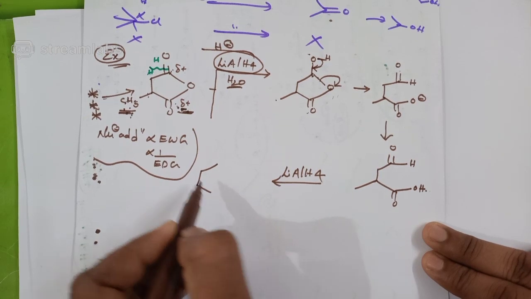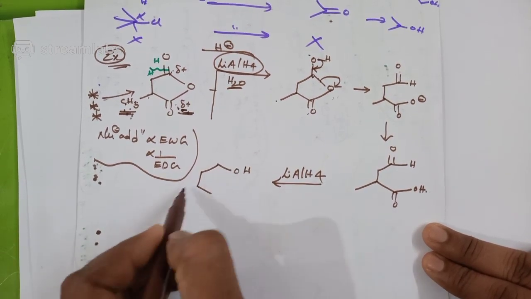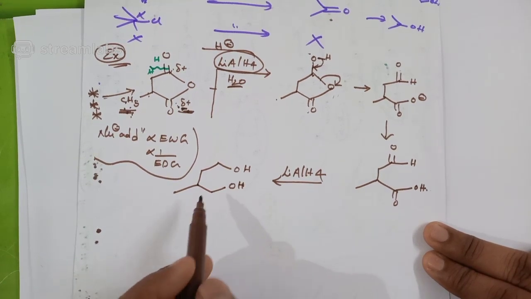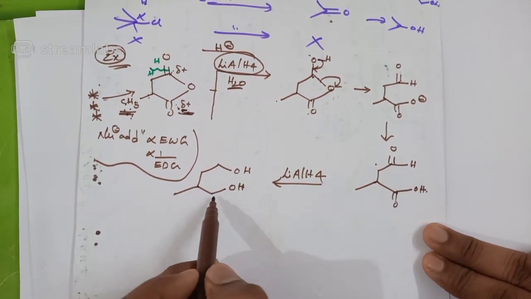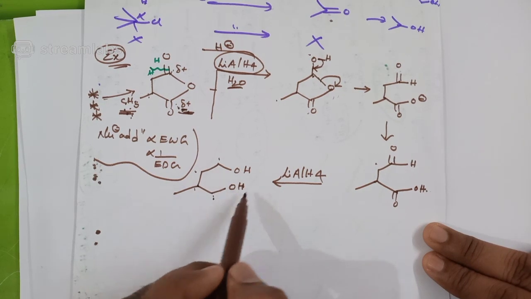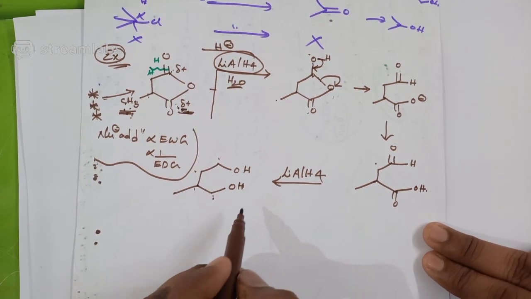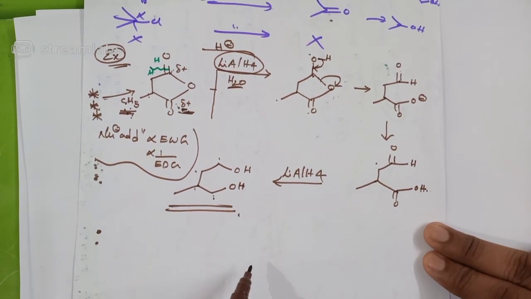Now what is the answer? See, here an OH group, here methyl as usual, and here also OH. So finally we got 1 2 3 4, the first and fourth carbons having OH groups, and the remaining all are as they are. So we got this compound.